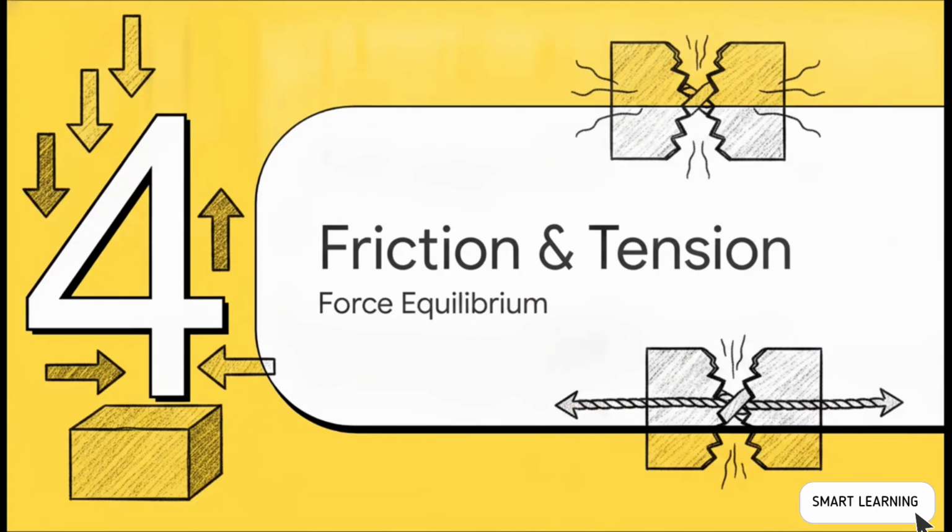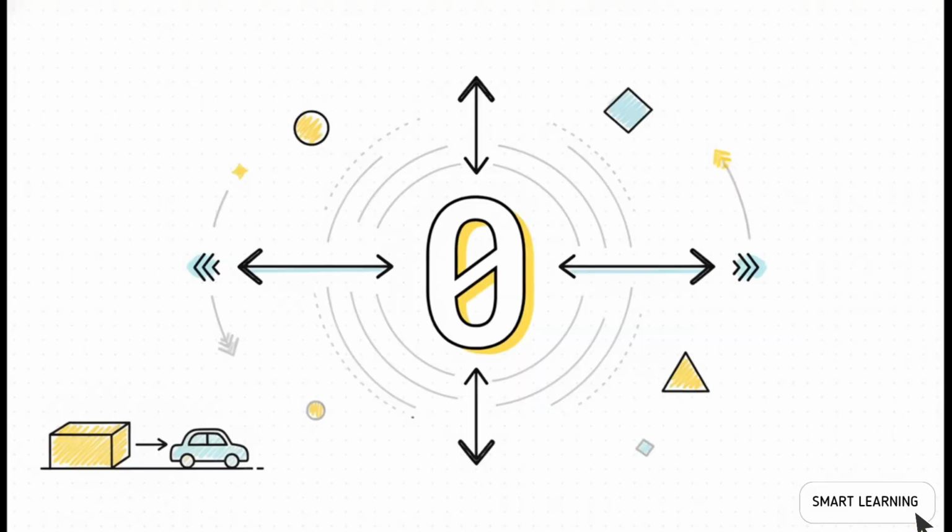Section 4. Friction, tension, and equilibrium. So we've got forces pushing down, pushing up, and sliding side to side. Let's dive into the mathematics of it. When you look at this symbol, sigma F equals 0, you are looking at perfect harmony. This represents the equilibrium of forces.